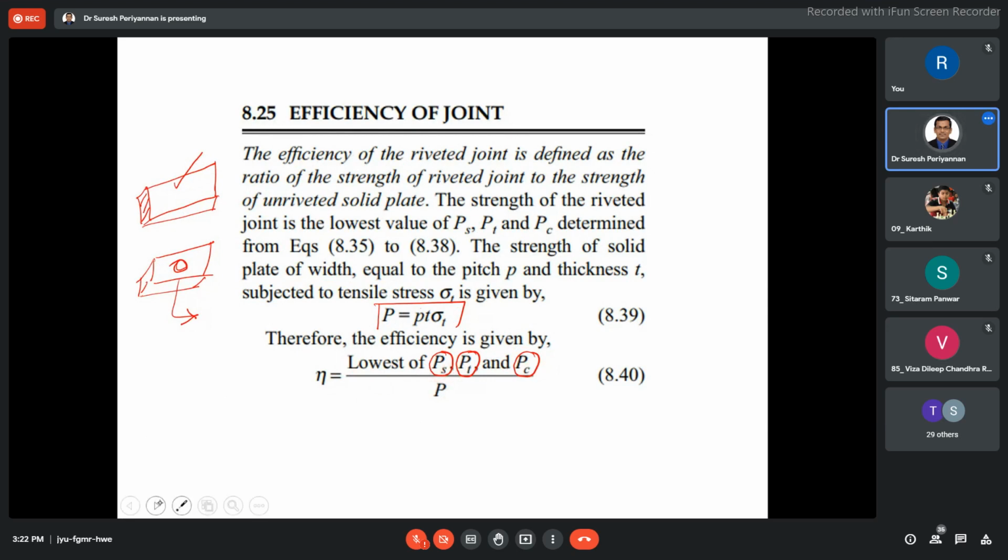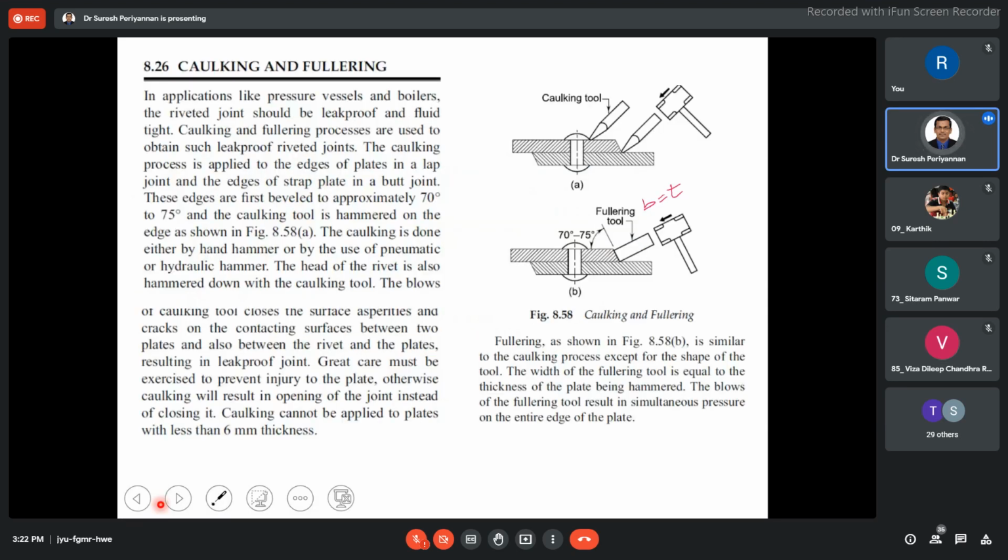Now I come to caulking and fullering. What is caulking and fullering? See here, in many applications like pressure vessels and boilers, the riveted joint should be leak proof and fluid tight. That should be fulfilled. That is our requirement, right? It should not leak. It must be fluid tight, right?